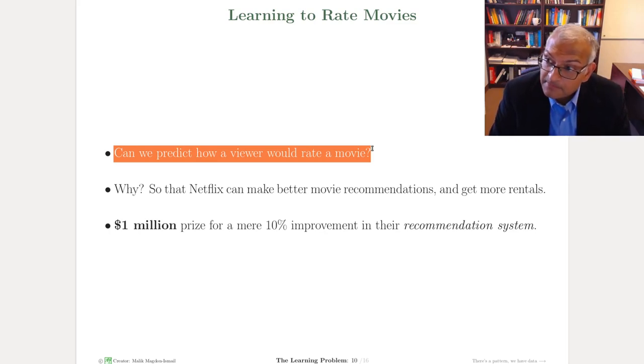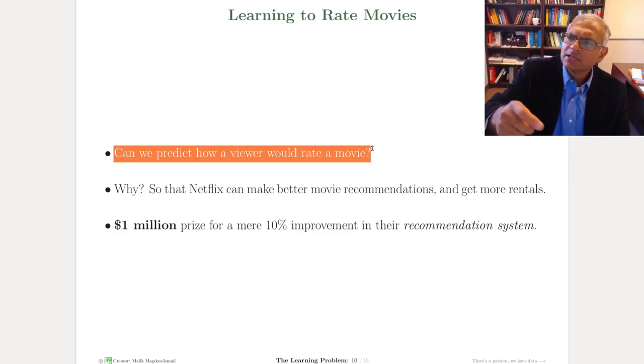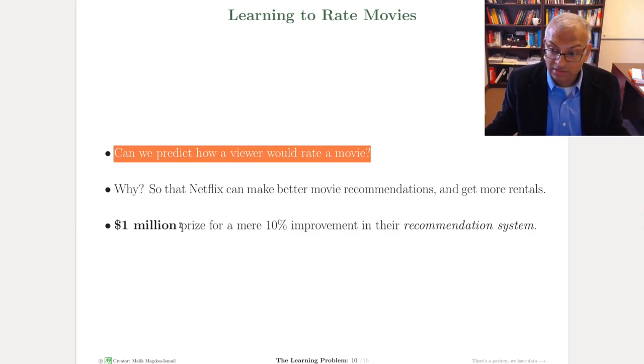In fact, on this particular issue, Netflix was willing to put money where its mouth is and offered $1 million for just a 10% improvement in its movie rating system. You can think that this is perfectly justified if a 10% improvement in my recommendations causes me and another 100 million people to stay 1 month longer. Well, that's $1 billion at stake. So a million is nothing. I'll offer a million. And the fact that they offered a million suggests that probably they were thinking a billion is indeed at stake.